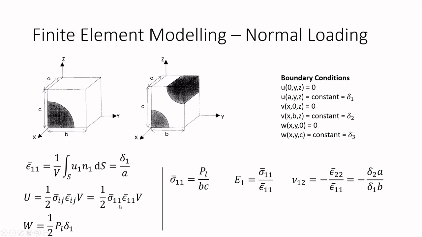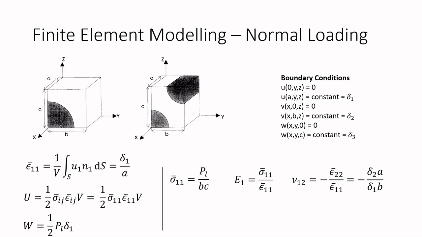Once I know this, I can use my total strain energy with the simple expression of average quantity, and I can write W as 1 by 2, load applied is P, and the deflection at the point of application of load is delta 1. When these two are equated, they give sigma 1 equal to PL by BC. Once I know sigma 1 and epsilon 1, I can compute E1 as the ratio of sigma 1 by epsilon 1. I can also compute mu 12 equal to negative of strain in the 2 direction divided by normal strain in the 1 direction. This will be minus delta 2 A by delta 1 B.